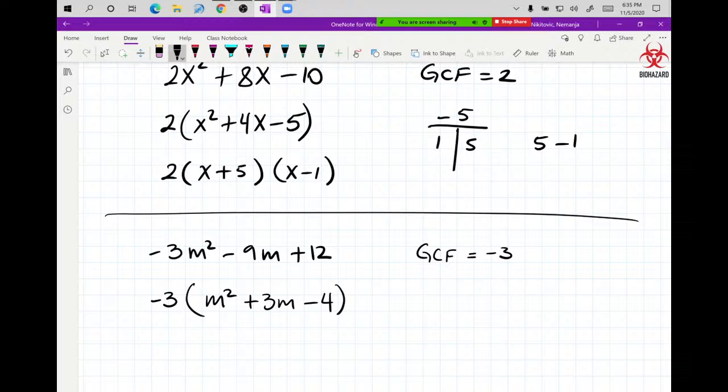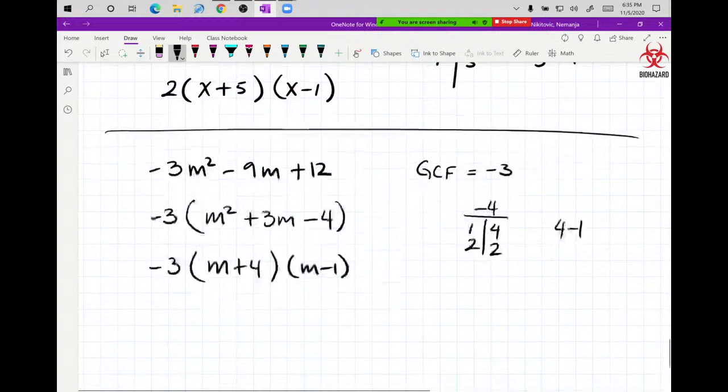And now we just have our standard factoring, trying to figure out what two numbers would work out. The best, since we need 3, looks like 4 minus 1 will do it. So m plus 4 and m minus 1.